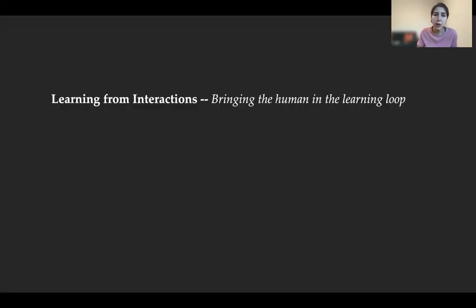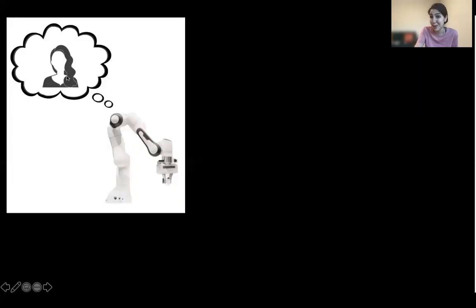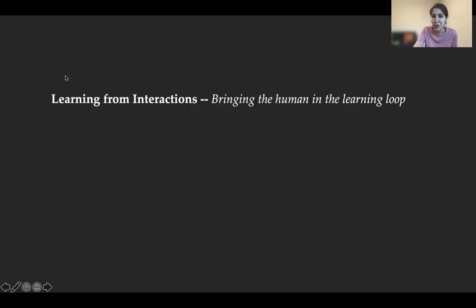So in the first part of the talk, what I'd like to talk about is exactly that issue. How can we learn from interactions, and how can we bring the human in the interaction loop, in the learning loop, to better build representations of the human model, to better build computational models of humans?